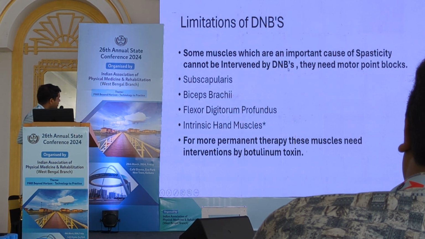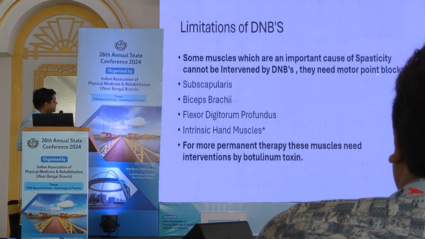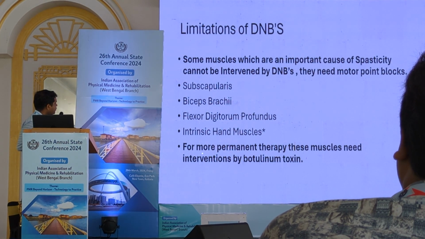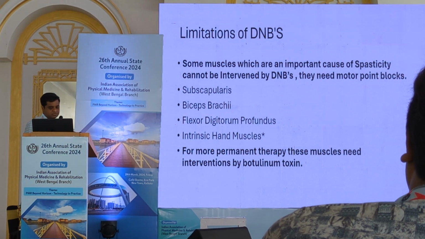So the limitations of DNBs: some muscles which are important for the spasticity cannot be intervened by DNBs. They need focal blocks. For more permanent therapy, these muscles need interventions by botulinum toxin injections.